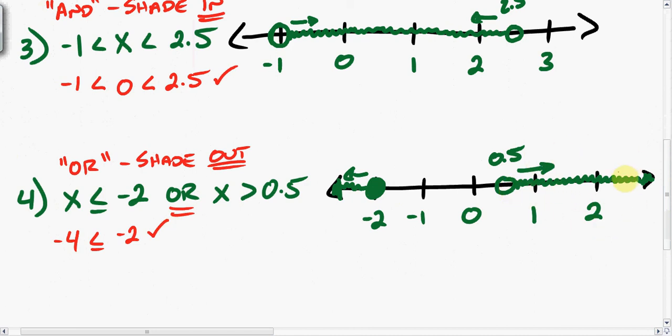Well, what about this side? Pick a number larger than 0.5, which could be 2. Is 2 greater than 0.5? And it is.